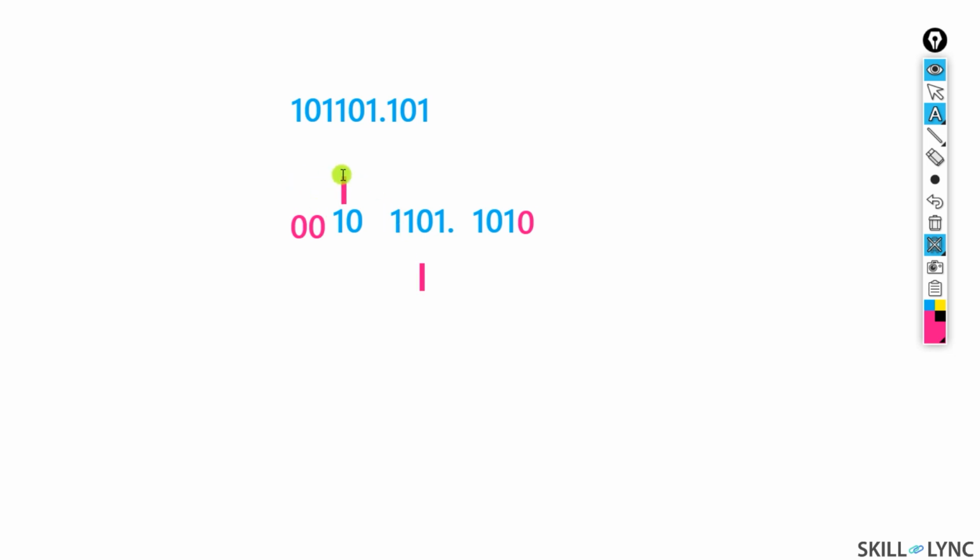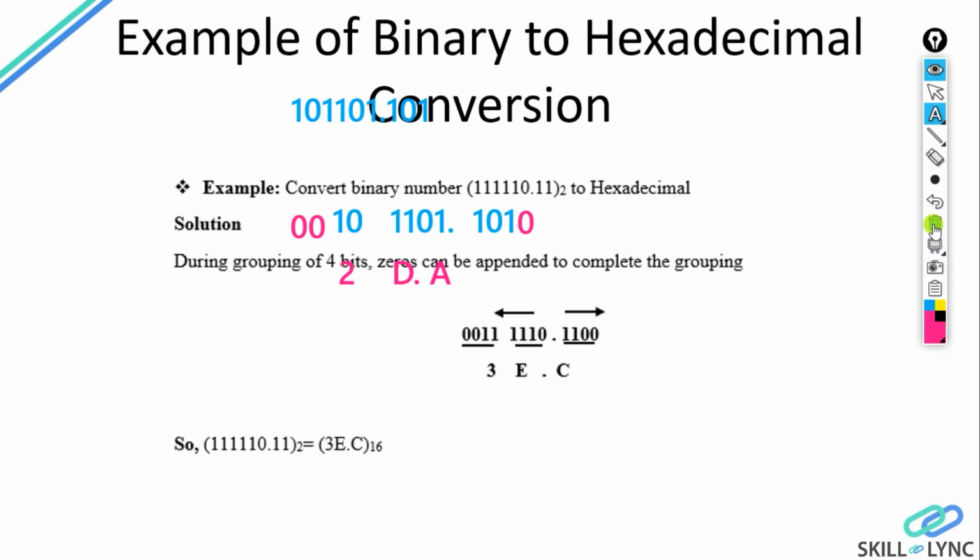Now the answer will be: here it will be 2. Now it is 1101, and 8421 means 13, which is D. Dot. Then 1010, and 8421 means 10. 10 is A. So 2D.A is the answer with base 16. Never forget to mention the base. Now come back to the questions. After binary to hexadecimal number system conversion, let's move forward to the next conversion.